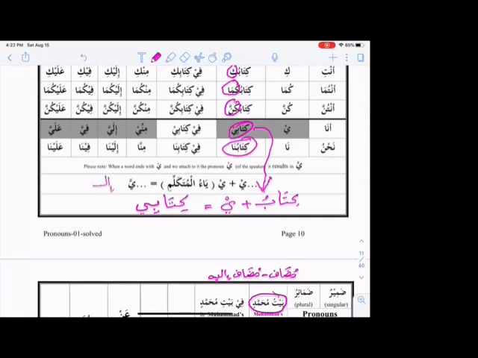I didn't show you this before. Ila is like this. Now there's a ya here with a sukun. Now, brother, two sukuns cannot come together in the Arabic language. We have to change something. You cannot pronounce two sukuns together. So we change that.